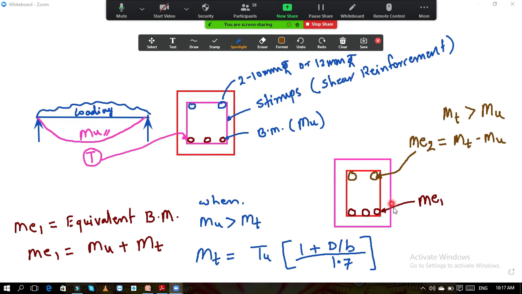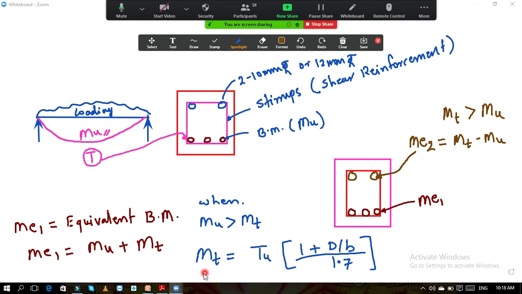Now when the beam is subjected to combined shear and torsion, the basic difference is that the bottom bars, which are normally designed for the moment Mu, should instead be designed for the equivalent moment Me1. This is called the equivalent bending moment, and it is calculated as Me1 equals Mu plus Mt. This is the formula.